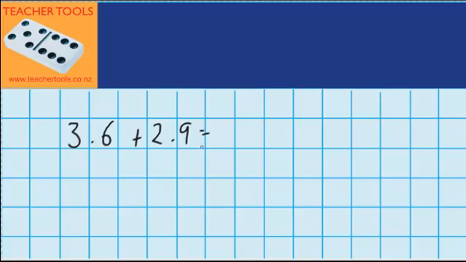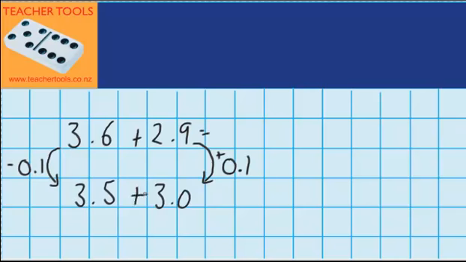And I can see that 2.9 is close to a whole number. 2.9 is close to 3. Now to change 2.9 into 3, I had to add 1/10. And I got this tenth from the 3.6. So the 3.6 must get smaller by 1/10. So instead of being 3.6, we've now got 3.5.